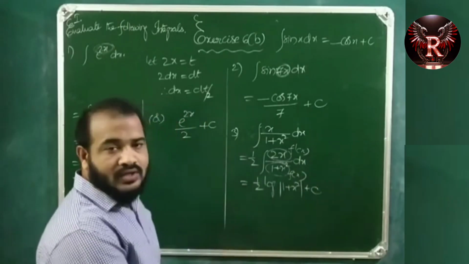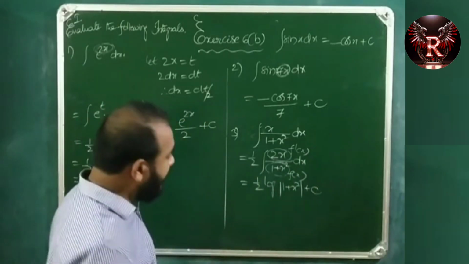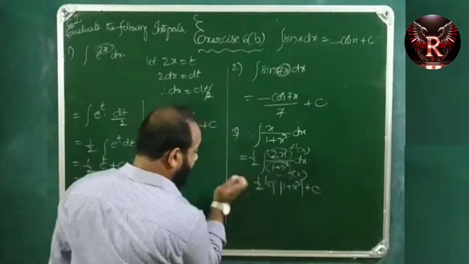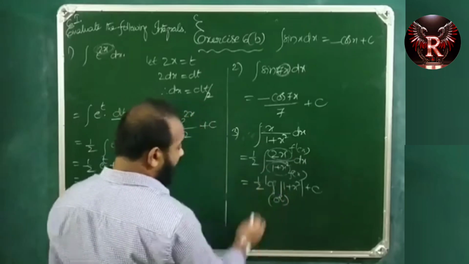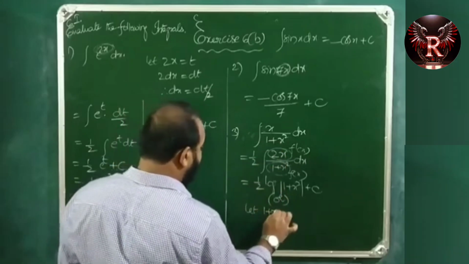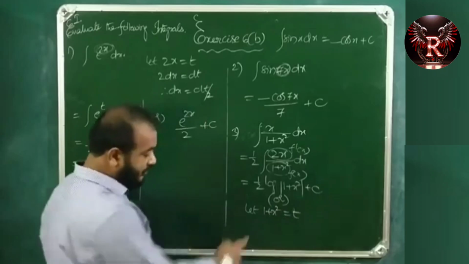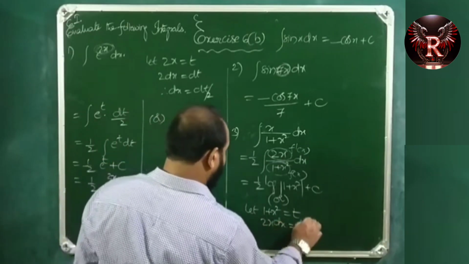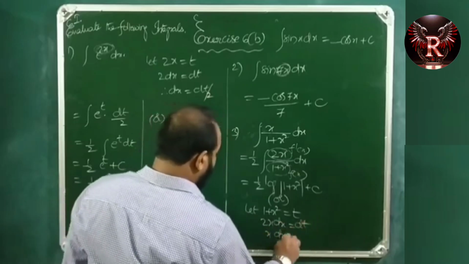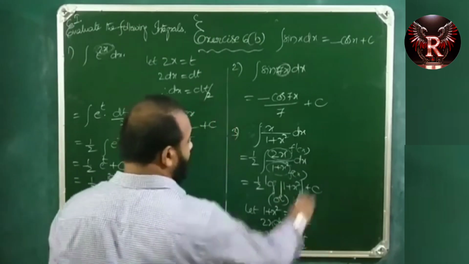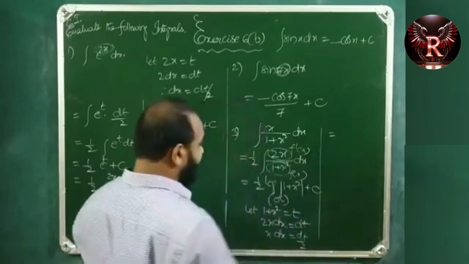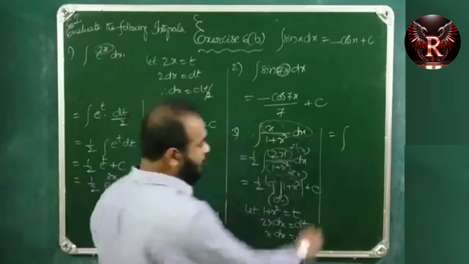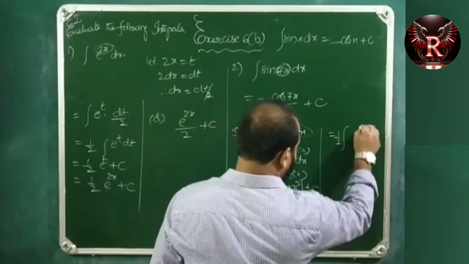So if you are not familiar with the results, then let 1 plus x square is equals to t. This is an alternative, or the conventional process: let 1 plus x square is equals to t. Differentiate: 1 derivative is 0, x square derivative is 2x, so 2x dx is equals to dt. So x dx is equals to dt by 2. What is x dx? dt by 2. So 1 by 2 dt.